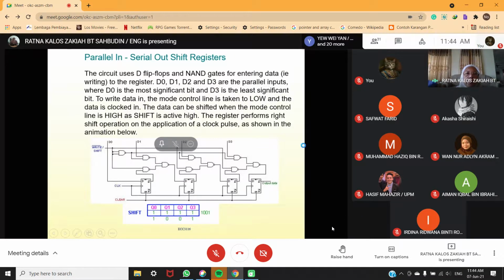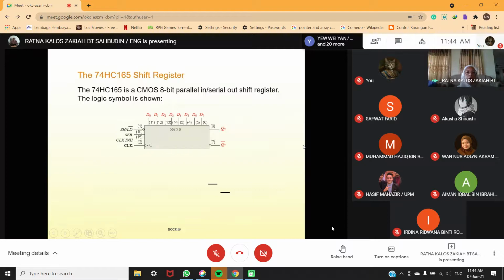Okay, now look at this here, the 74HC165 shift register. It is a CMOS 8-bit parallel-in, serial-out shift register. The logic symbol is shown, so you can see here the data in from D0 until D7. This is for 8-bit, and here is the data out, Q7.